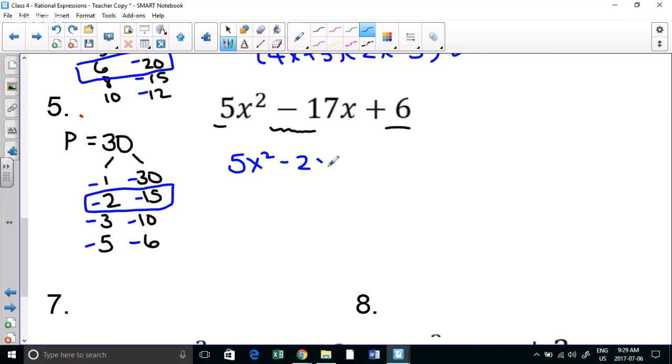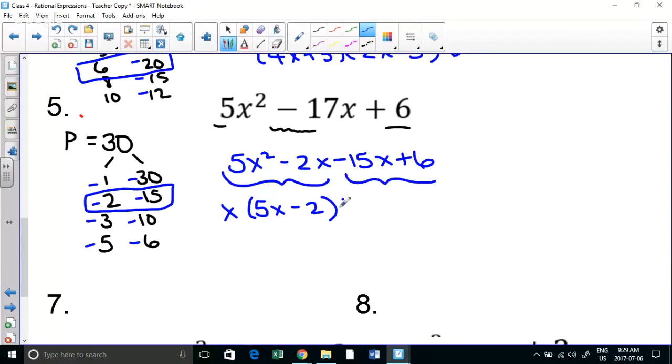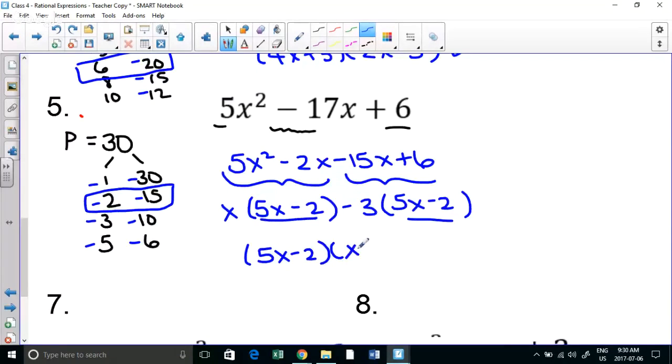This becomes negative 2x and negative 15x plus 6. Factor by grouping. Here I could pull out an x, leaving me with 5x minus 2. Here I could pull out a negative 3. I don't need a bracket on that. Negative 3, and I'm left with 5x minus 2. These get pulled. This is my answer. This is factored.